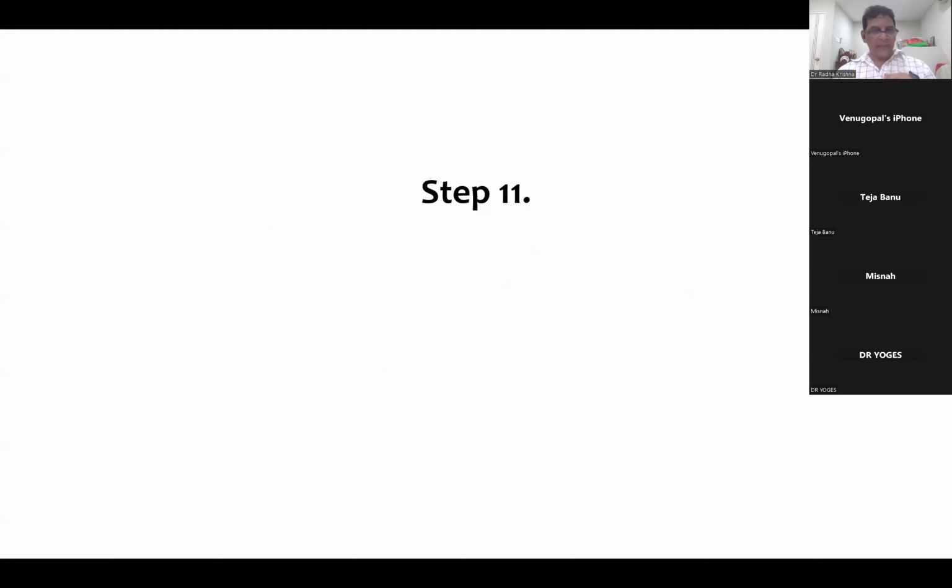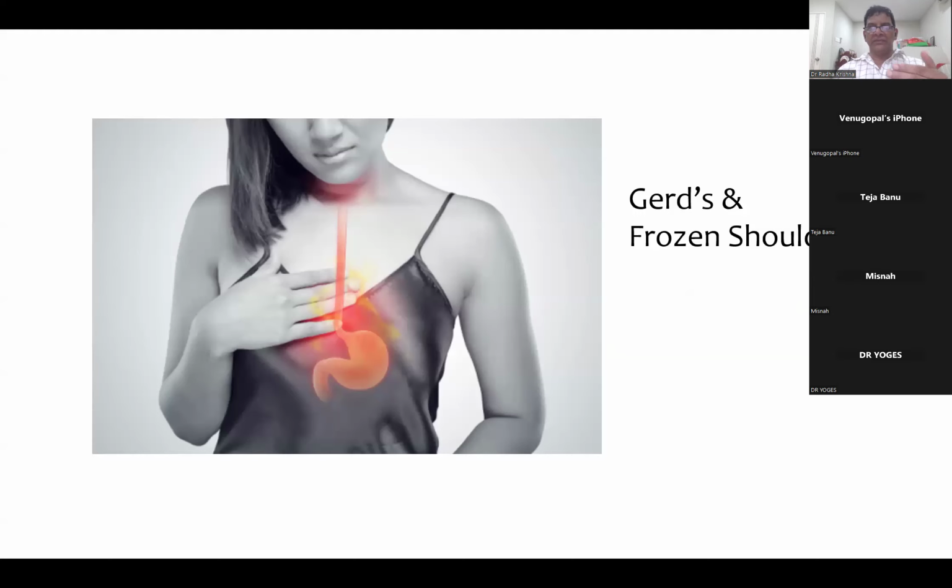Okay, step 11 will be GERD. Sometimes GERD can be associated with frozen shoulder, especially when it comes to very high up or esophagitis, and that can trigger spasm, and then it may result in frozen shoulder.